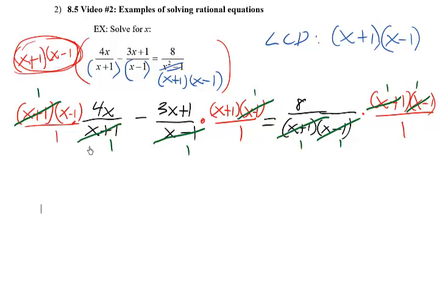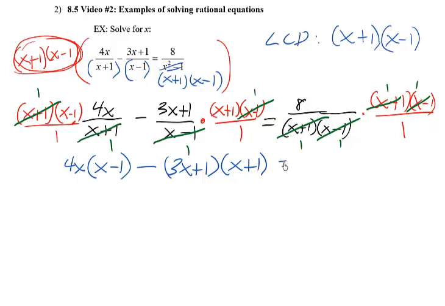All that's left is to sort of put the pieces together. So from the first guy, I have the 4x and the x minus 1. I'm just multiplying across. In a minute, I'll do the multiplication. I'm just writing it down. Then I have minus. That minus is important. Minus these two guys multiplied, so the 3x plus 1 times the x plus 1. And then on the other side, I think the only thing I have left is the 8. And so I'll just write that down over here on the right.